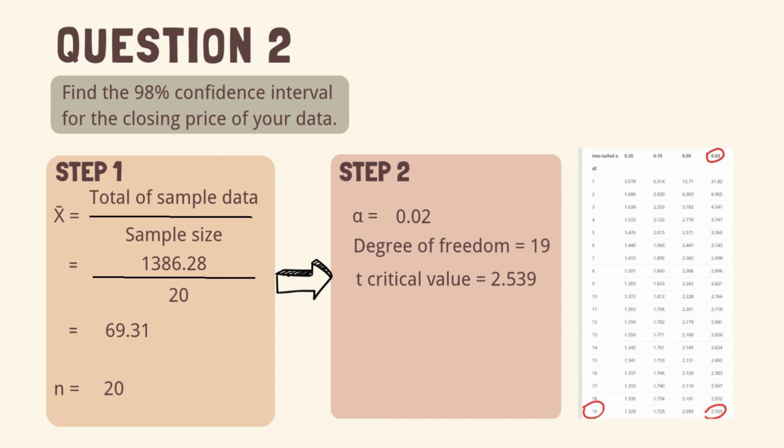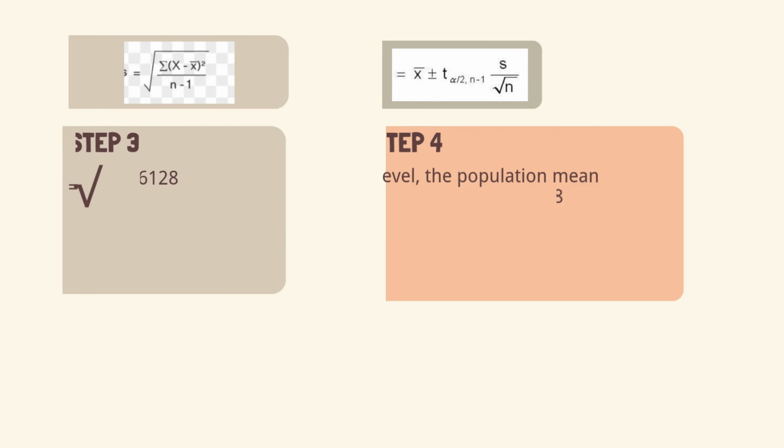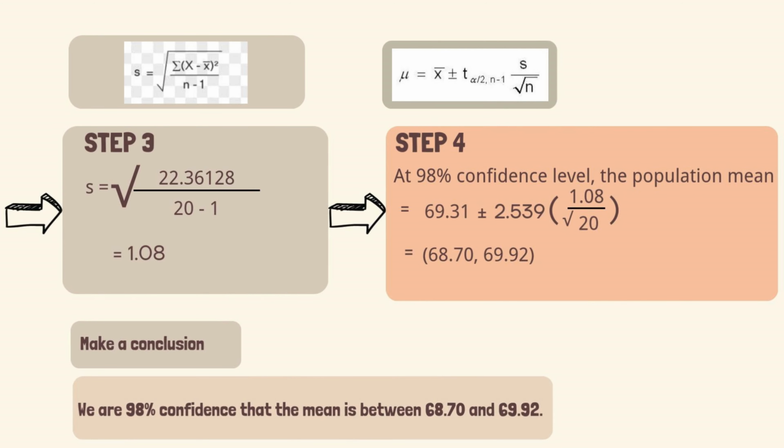Next step, we need to find the t critical value. We need to determine alpha and degrees of freedom, which are 0.02 and 19. Degrees of freedom is calculated by sample size minus 1. From the table, we check the two-tail test, and the t critical value equals 2.539. Step 3, we need to find the standard deviation. We square root the variance and get the standard deviation from our data. The answer is 1.08.